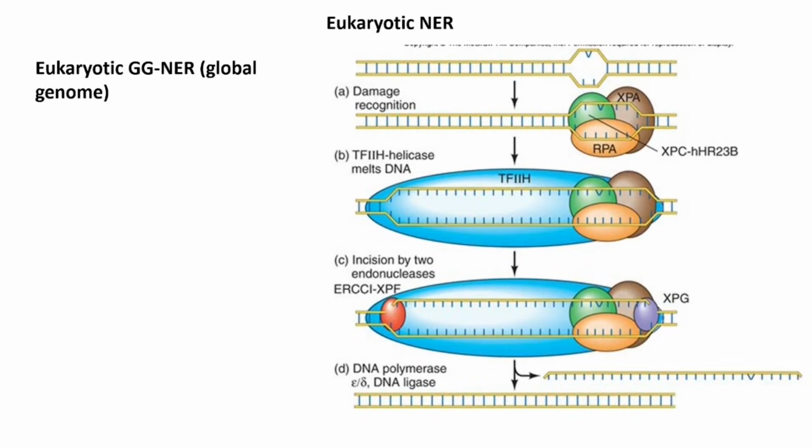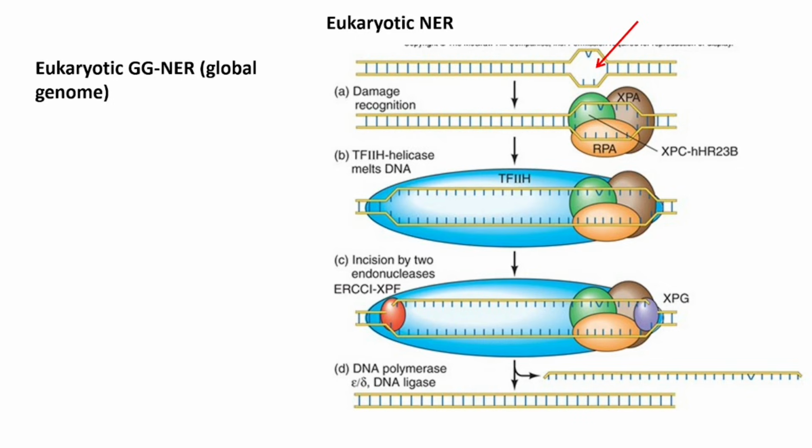The mechanisms of these two forms of NER share many common aspects, but the method of recognition of the damage obviously is different. So let us first discuss the global genome NER. The first step in human global genome NER is the recognition of the distortion in the double helix which is caused by DNA damage.